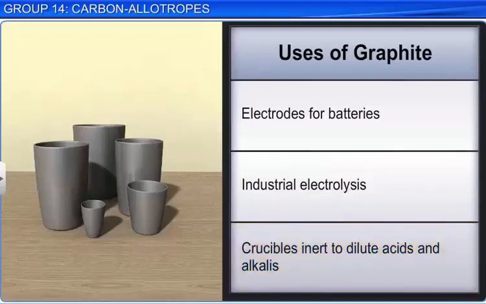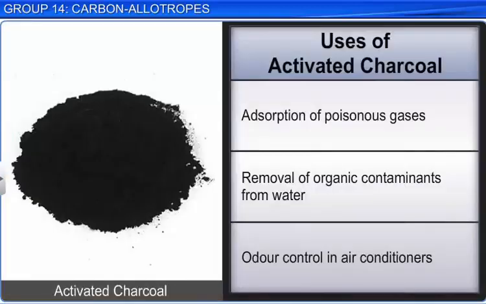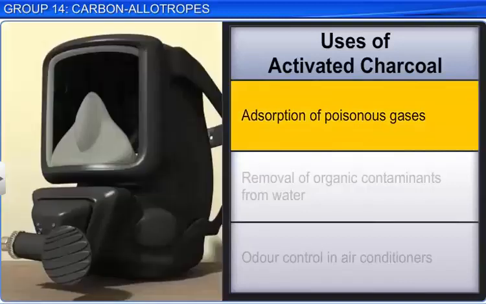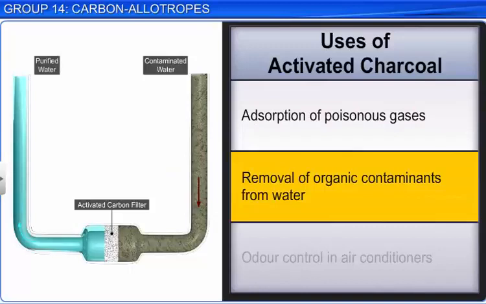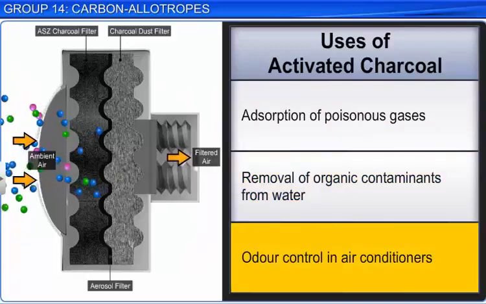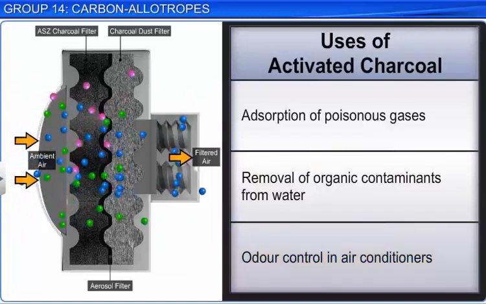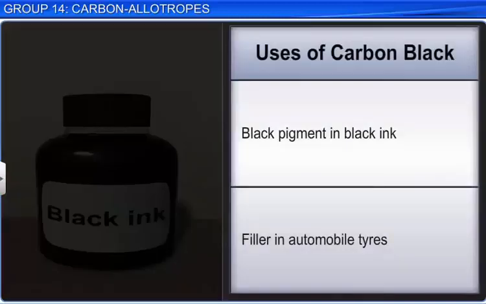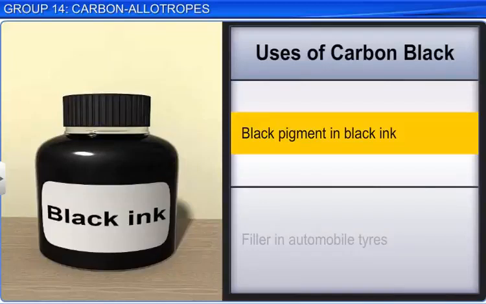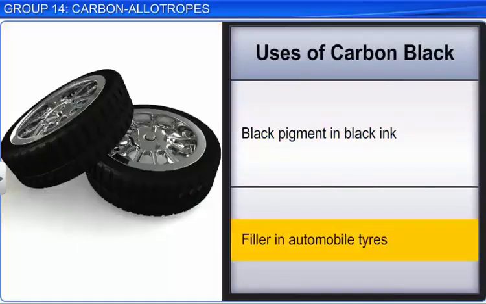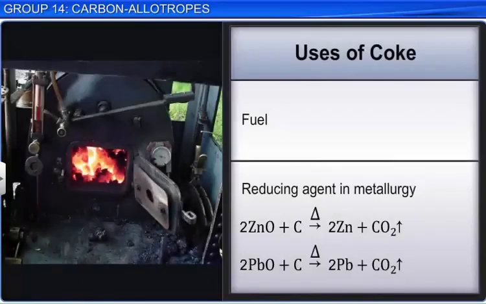Activated charcoal is very porous and can absorb many times its own volume of gases. It is used for absorption of poisonous gases, removal of organic contaminants from water, and for odor control in air conditioners. Carbon black is used as a black pigment in black ink and as a filler in automobile tires. Coke is used as a fuel and as a reducing agent in metallurgy.